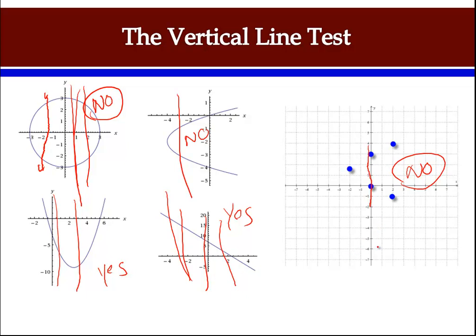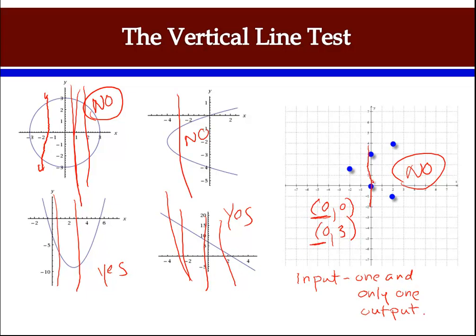Now, a quick explanation of that. Let's just take these 2 points here, for example. If I were to write these coordinates here, they would be (0, 0) and (0, 3). Here's why it fails the rule or definition of a function. For each input, there can be one and only one output. But look here. For the input of 0, there are 2 outputs. One time there's a 0, one time there's a 3.